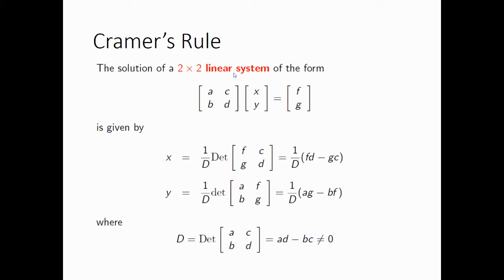And finally, we get to Cramer's rule, which tells us the solution of a 2x2 linear system of the form [a b; c d] times [x; y] is equal to [f; g]. It gives us the solutions for x and y in terms of the determinants of different matrices. The setup is [f b; g d] and [a f; c g], and so we can actually get the solution to that in a special case, and that's Cramer's rule.